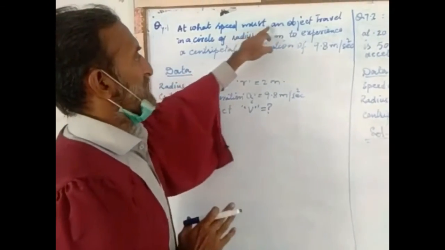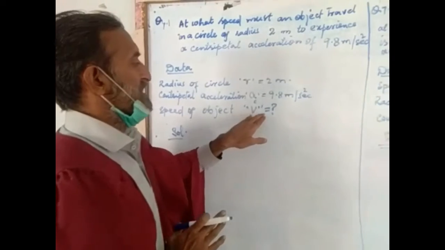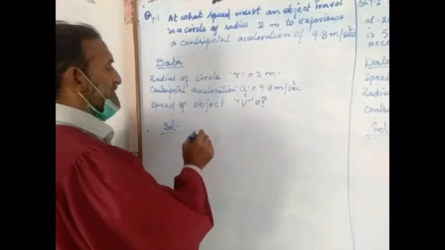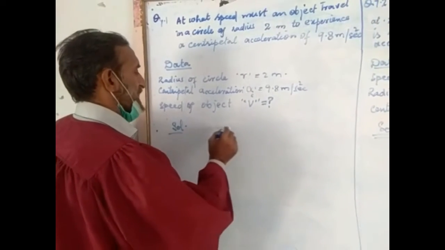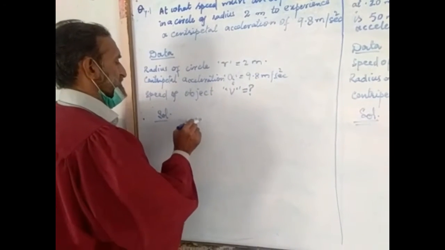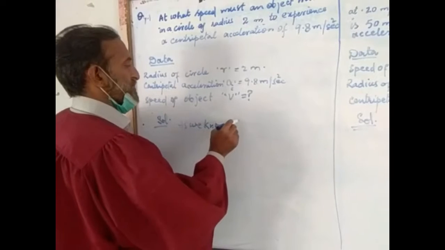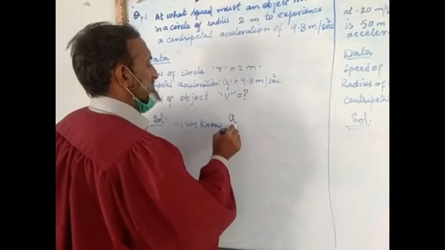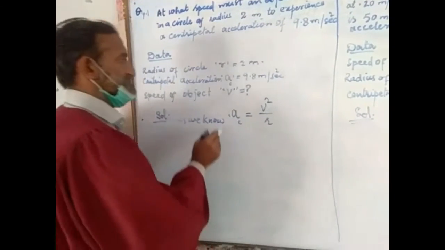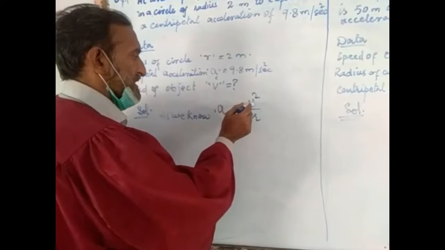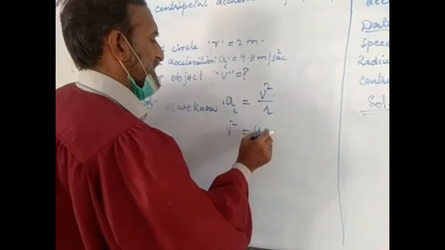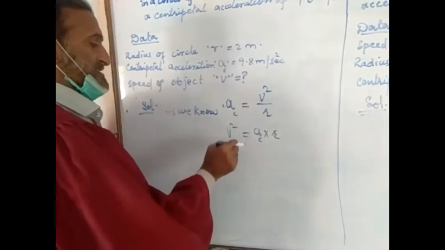With what speed must an object travel? Speed of the object v, we have to find out. We will take a formula. As we know, AC, centripetal acceleration, is equal to v square upon r. We have to find out the speed. V square is equal to AC multiplied by r. R will multiply with AC.